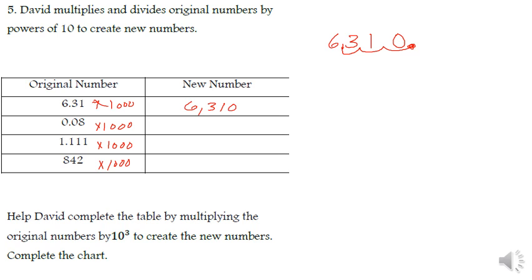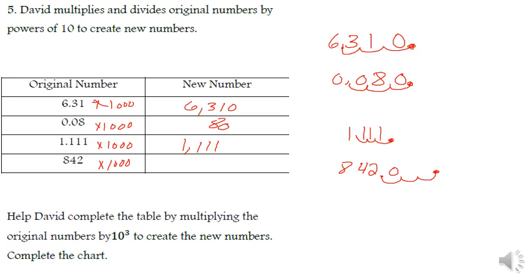So the new number here is going to be 6,310. Now, next one, I got 0.08, and I'm going over 3 place values, which is 1, 2, 3. And we're going to end up with 80. Next one is 1.111, and we go over 1, 2, 3 place values, so we end up with 1,111. And the last one, we have 842 times 1,000, so we're going to go 1, 2, 3, and we're going to have 3 zeros. So this would be 842,000.